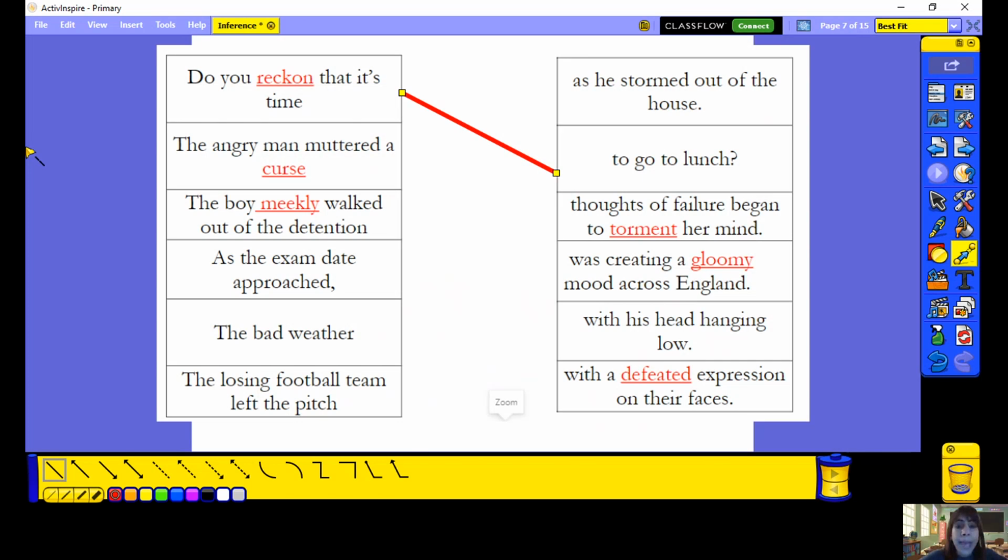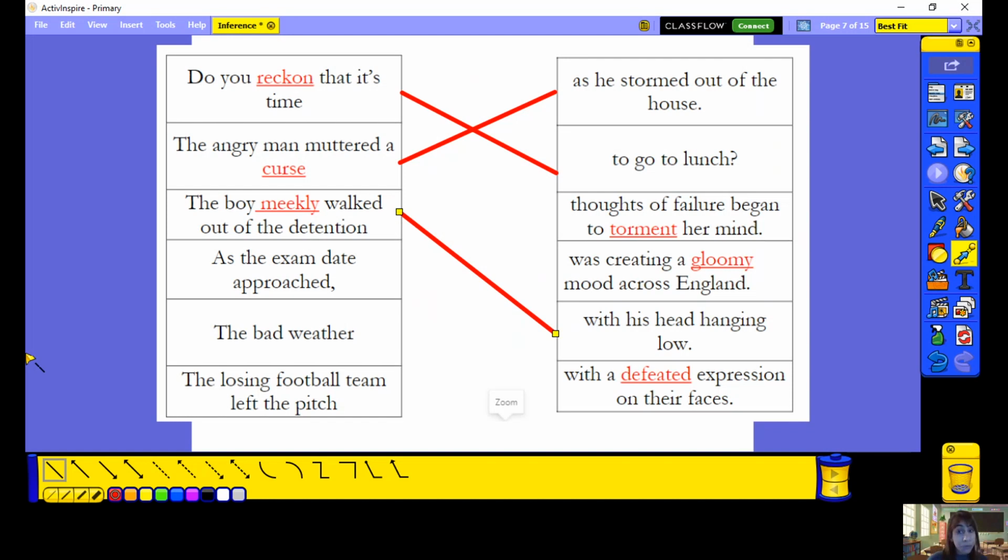Number 2, the angry man muttered a curse with his head hanging. Oh, no. As he stormed out of the house. Oh, Miss Chowdhury really got it wrong there. Sorry about that. To go through that again, the angry man muttered a curse as he stormed out of the house. The boy meekly walked out of the detention with his head hanging low.